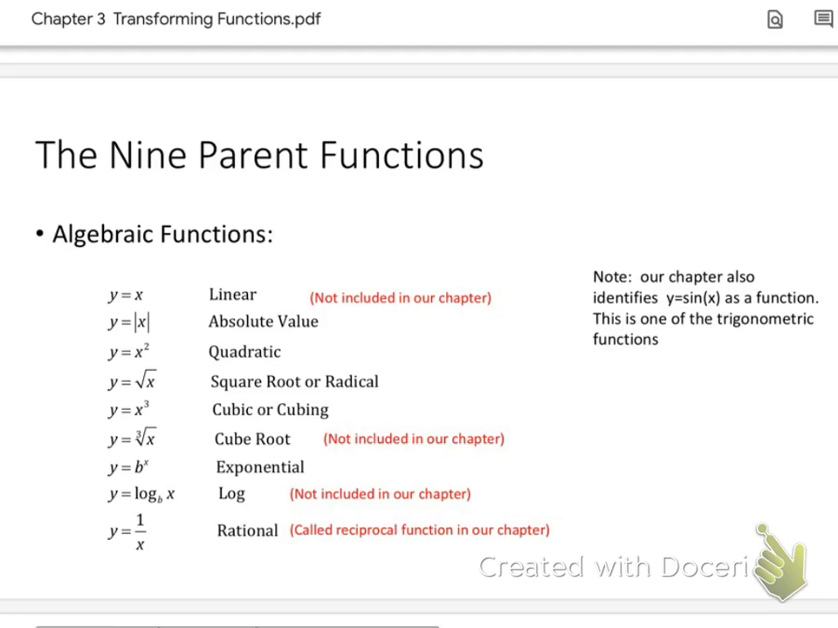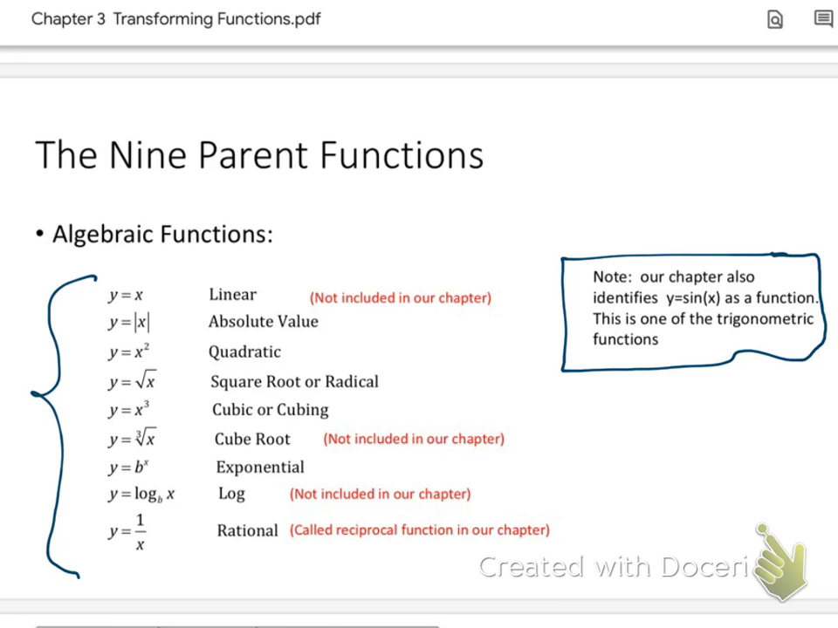Our textbook also includes sine, so this sine function that I'm mentioning right here is only one of 6 different trig functions, and so I'll talk about those in the next slide. But for right now, these are the functions that we're going to be working with. Sometimes they're called different names. Log gets handled separately in another chapter, but other than that, these are important functions for you to know.